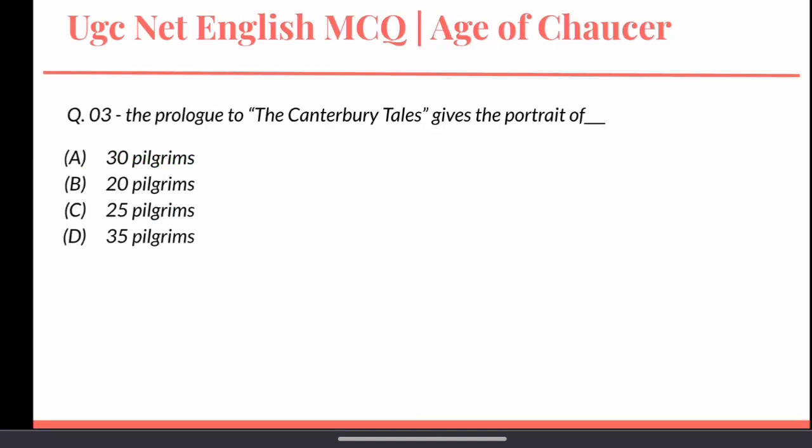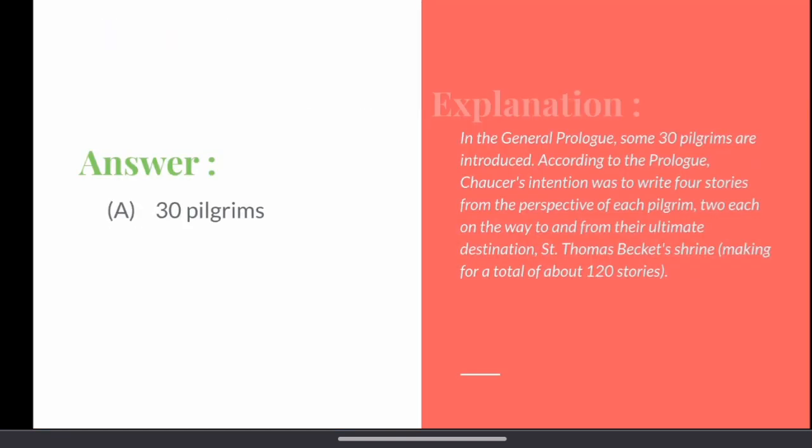The third question, the prologue to the Canterbury Tales gives the portrait of. You have to tell me how many pilgrims there are in the prologue of the Canterbury Tales. The right answer for this question is 30 pilgrims. In the general prologue, some 30 pilgrims are introduced. According to the prologue, Chaucer's intention was to write 4 stories from the perspective of each pilgrim, 2 each on the way to and from their ultimate destination, St. Thomas Becket's shrine, making for a total of 120 stories. Chaucer had planned to write 120 stories, but he could not do so. That is a different thing. Moving forward with the next question.